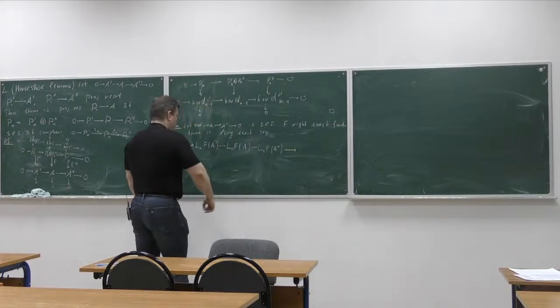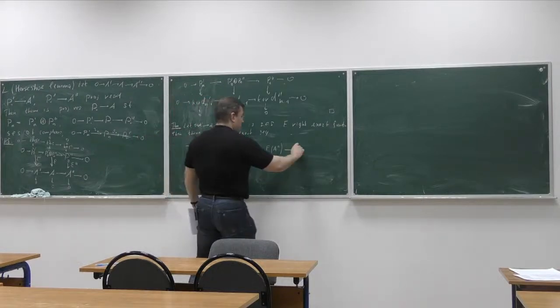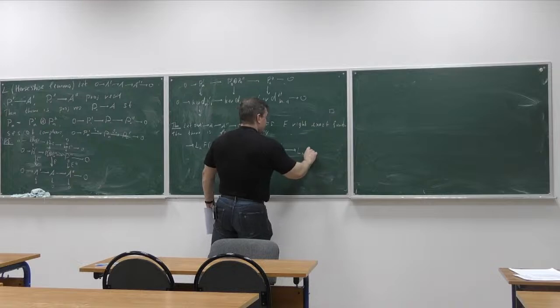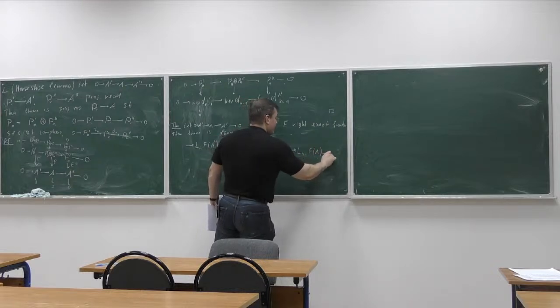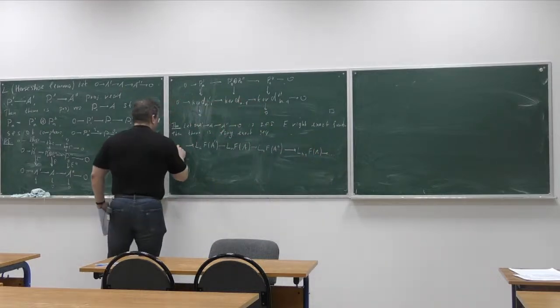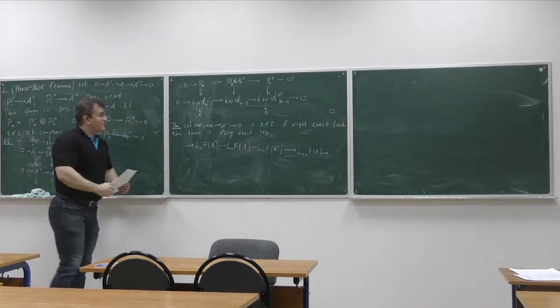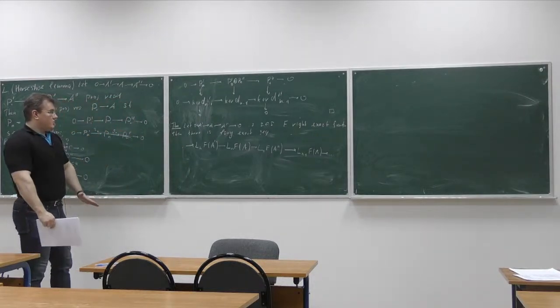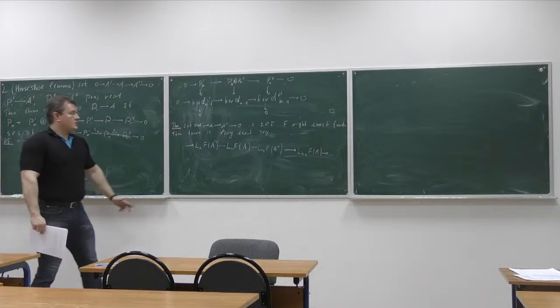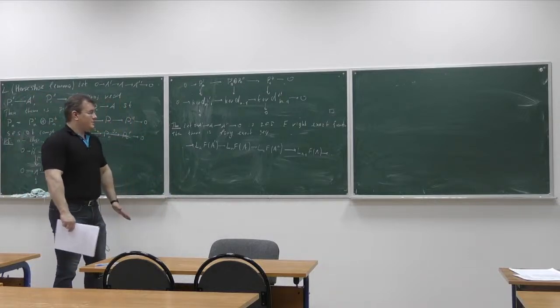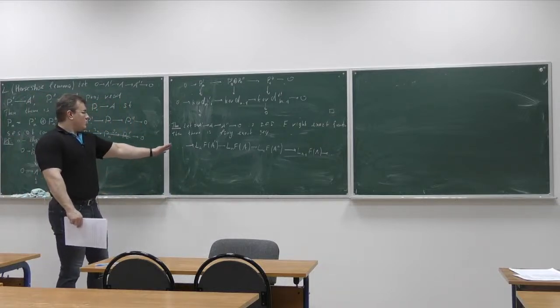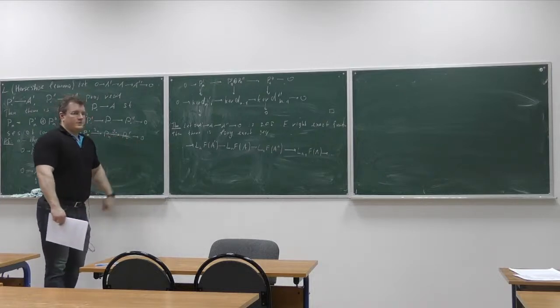Then there is a connecting homomorphism, which gives me a map to the L_{n-1} F of A prime. And I just continue. So you can see that on the right, eventually you get L_0, which, because F is right exact, is just F, so it ends after n steps. But on the left, potentially it can go to infinity.